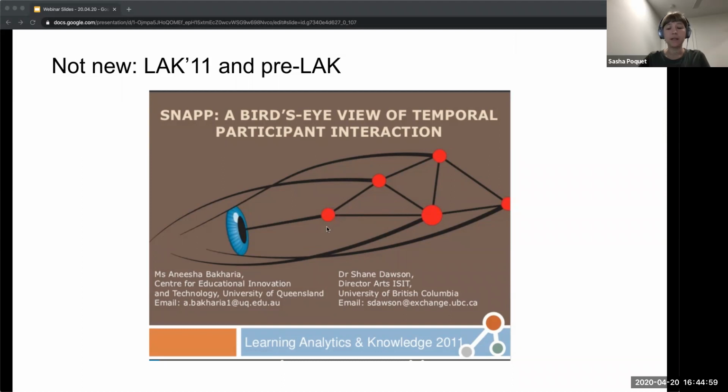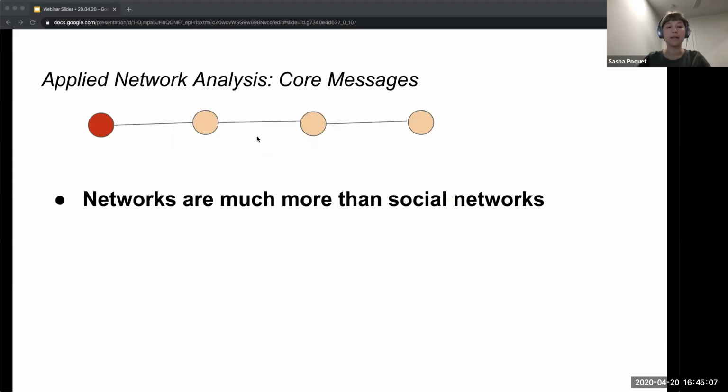However, instead of telling you, we decided to focus on 4 things when talking about analysis. And that really boils it down to core messages that we thought were important come through when you use networks to analyze learning, especially using digital learner traces. So the first core message is networks are much more than social networks.